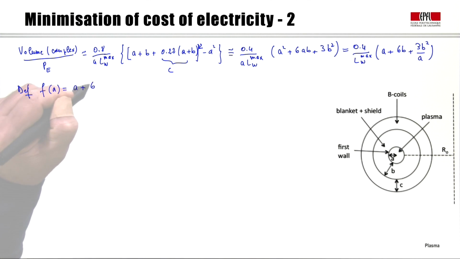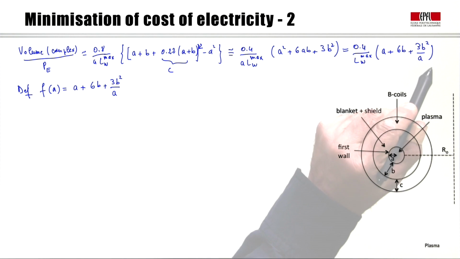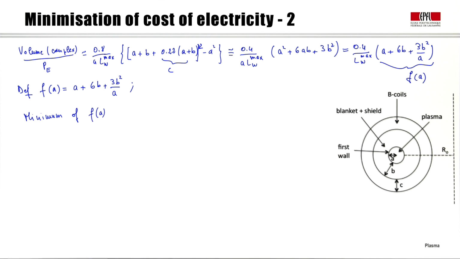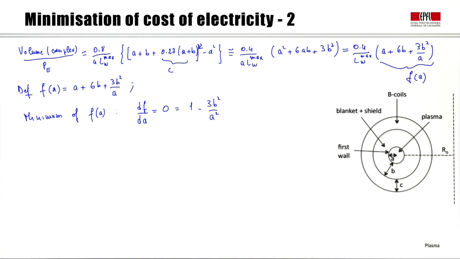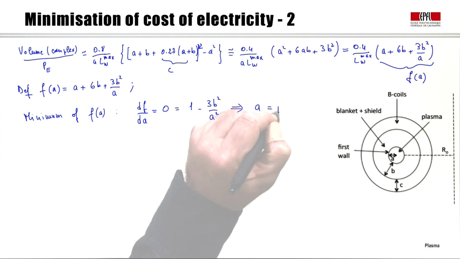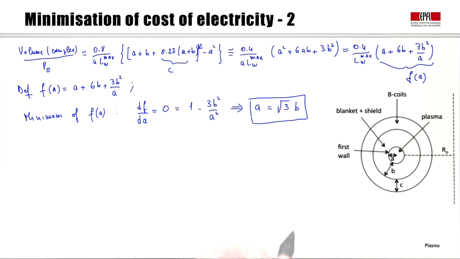We define a function of A as A plus 6B plus 3B squared over A, that is the parenthesis we have here, because that is the function we need to minimize. So the minimum of f of A is what we want. That's a trivial calculation, so it's 1 minus 3B squared over A squared, that has to be equal to 0, which gives that A has to be equal to the square root of 3 times B. So this minimization tells us what the value of A should be in terms of the value of B.